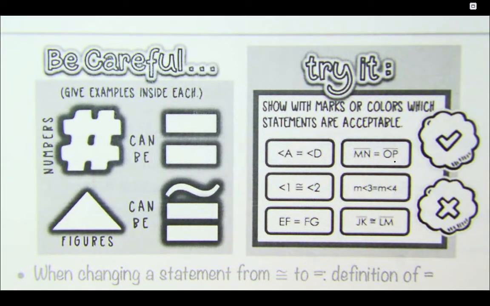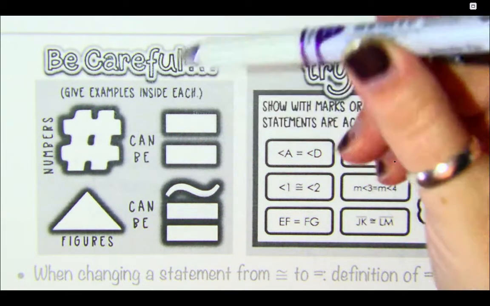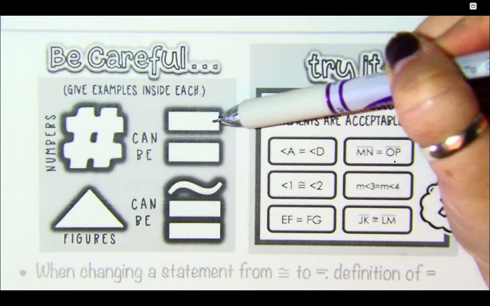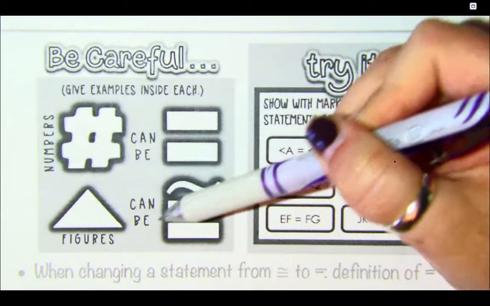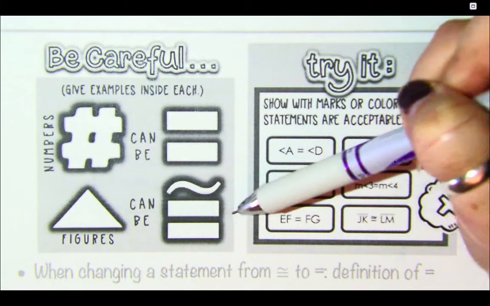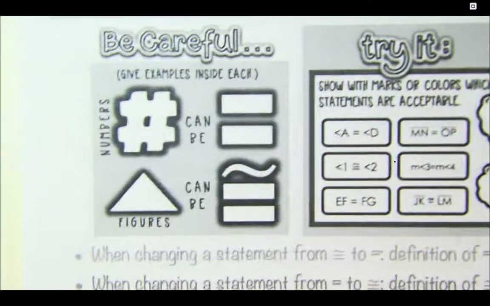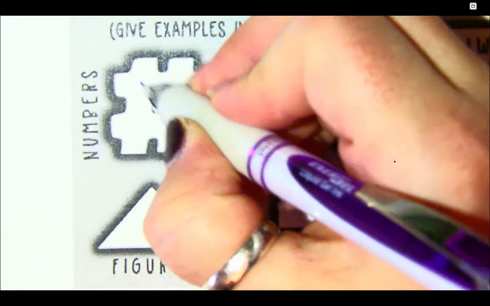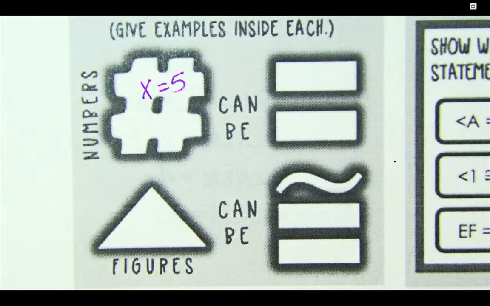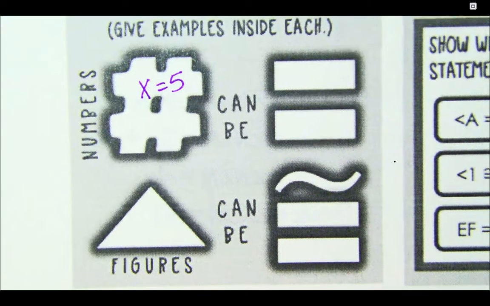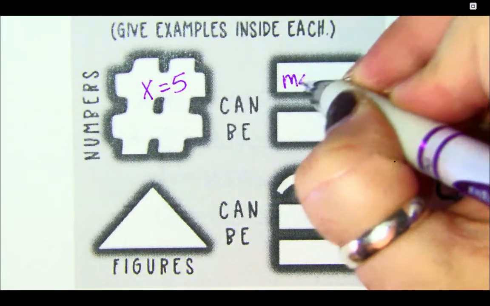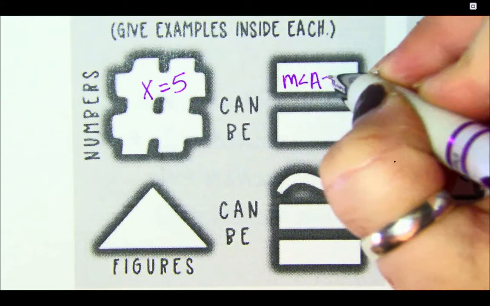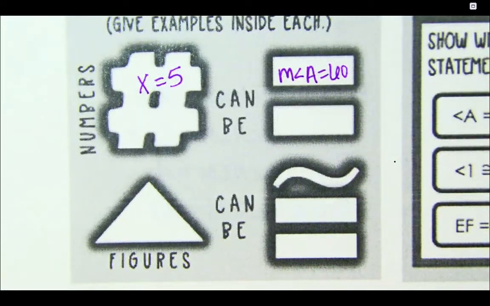Sometimes it's acceptable to use an equal sign, and sometimes it's acceptable to use congruent. The difference is when it's talking about a number, you use equals. When you're talking about a figure or a shape, you use congruent. Some examples, if you want to jot them down, would be like x equals 5. It's an equal sign because we're talking about a number. The measure of angle A equals 60. We're talking about a number, so it's equals.